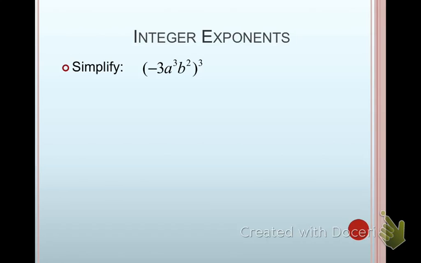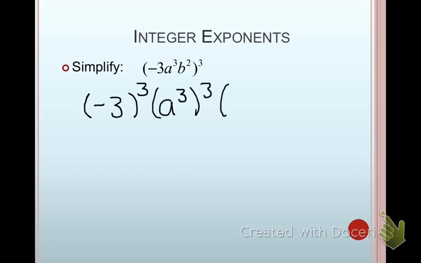All right, let's see what happens here. Remember that that 3 belongs to everything inside the parentheses. Okay, so we have negative 3 cubed, a cubed cubed, and b squared cubed.